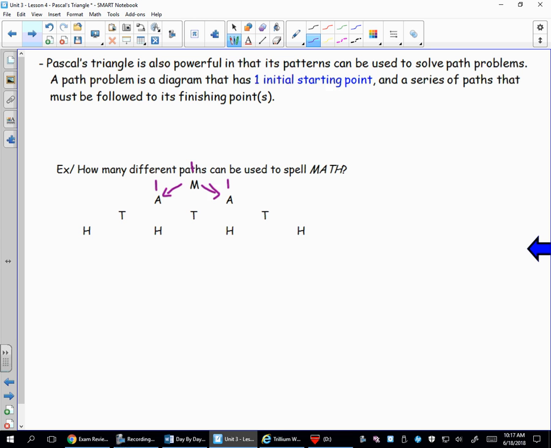To get to the T after the M and the A, I could go this way. And there's one way of doing that. I go M, then A, then T. Or I could go to this T over here, M, then A, then T. Or I could get to the middle T by going M-A-T or M-A-T. There's 2 paths. Now, stop for a second. Doesn't that look suspiciously like Pascal's triangle? If I keep that going, M-A-T-H is one way to get to that H.